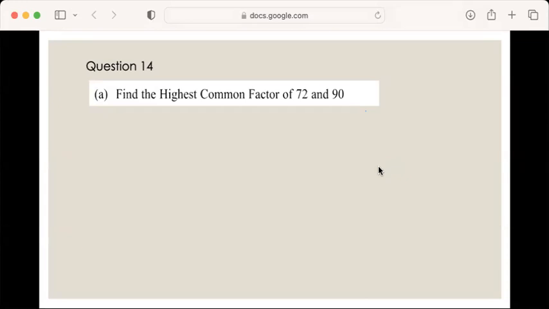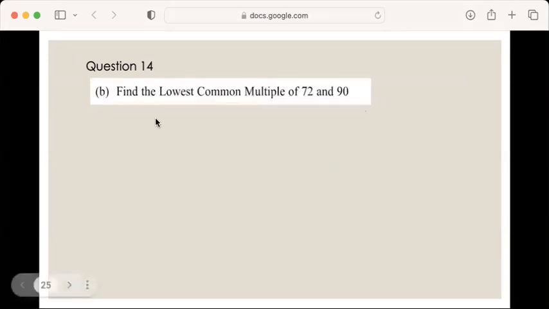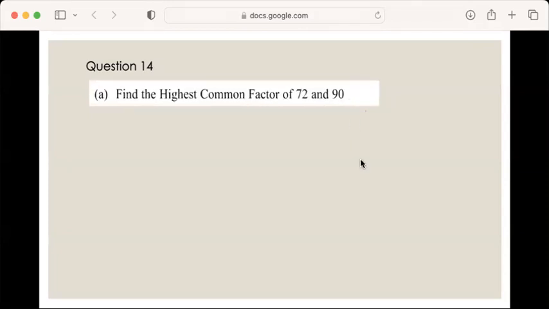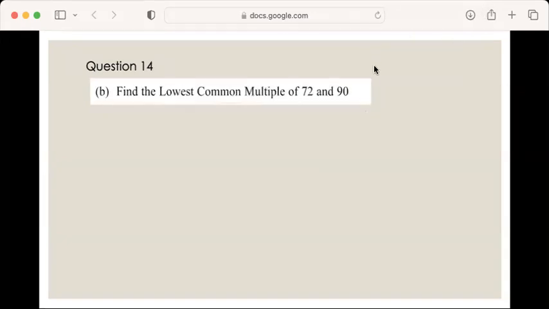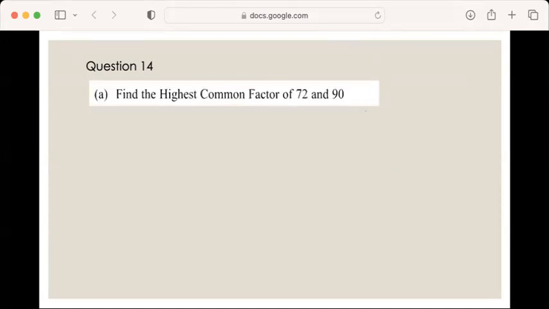Okay, the last question for today is question number 14. Find the highest common factor of 72 and 90 and the lowest common multiple of 72 and 90. Okay, so please pause the video first of all and then give it a try. And let's discuss after that what's your answer. Okay, I hope you found the answer already. So let's see, 72 and 90.